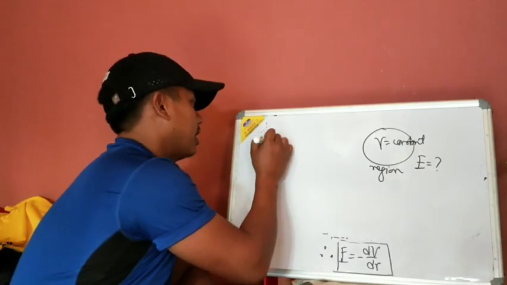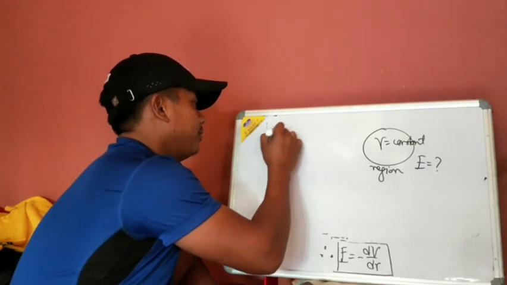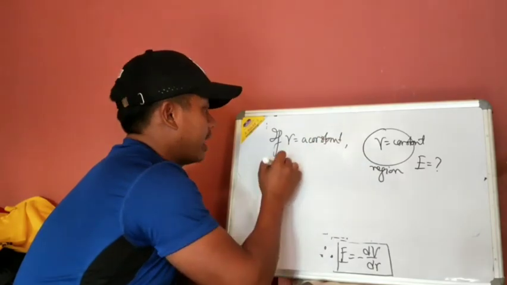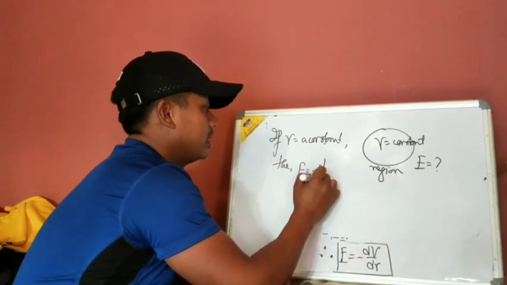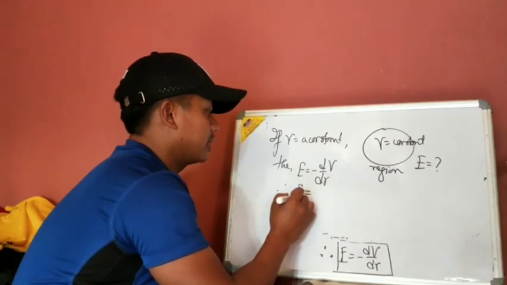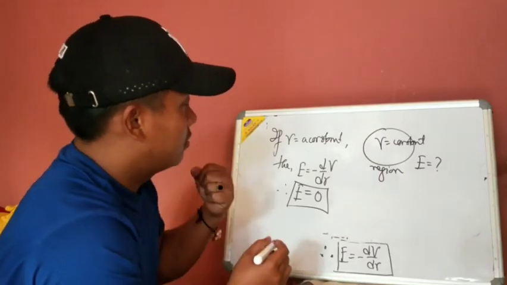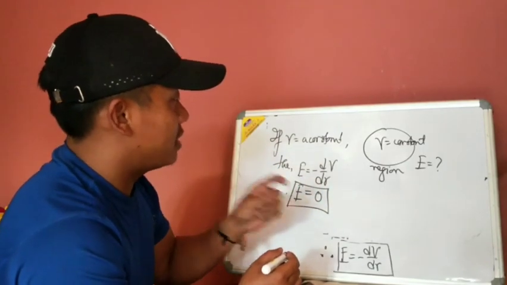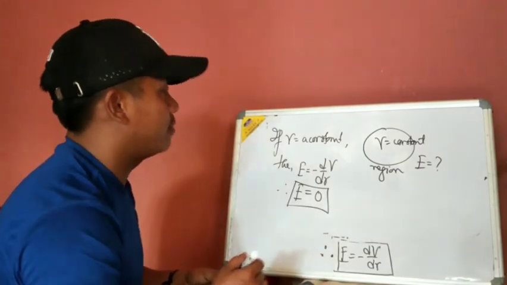Here V is constant. If V is equal to a constant, then your electric field E is equal to minus d by dr of V. As you know, differentiation of a constant is 0, therefore your electric field E should be equal to 0. If V is constant, the electric field will always be 0. This is the first condition on which this relation can be applied.